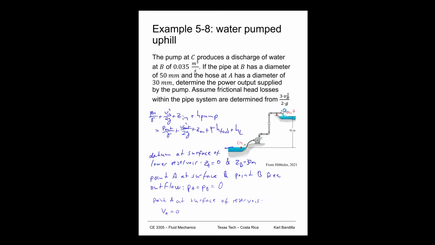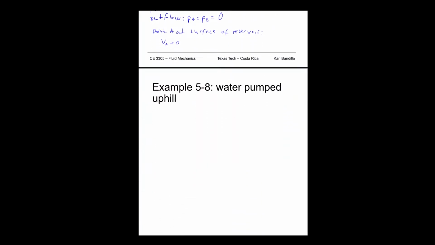That's of course not going to be 0 because we're going to have things flowing out. But we're given the volumetric flow rate, and we're given the diameter. So we can just use that, right? So we can say velocity at point B. We know that Q is just going to be the velocity at B times the diameter at B, times the area at B.